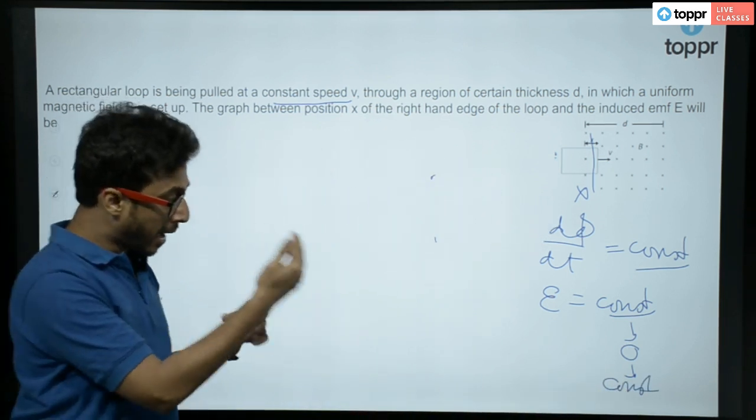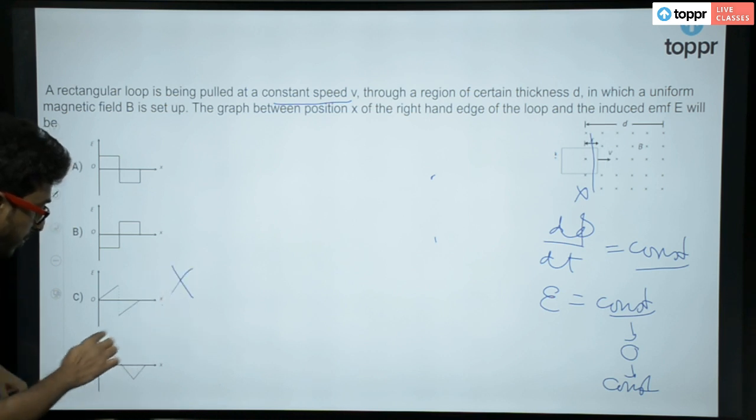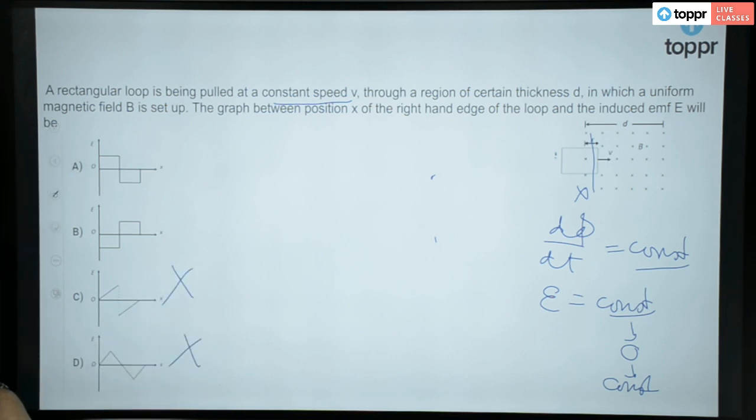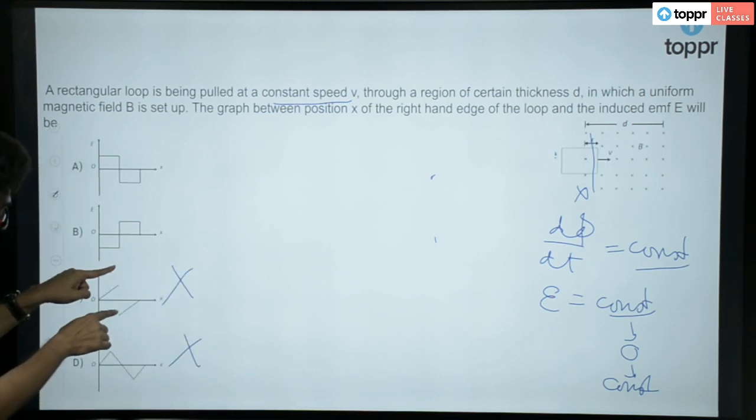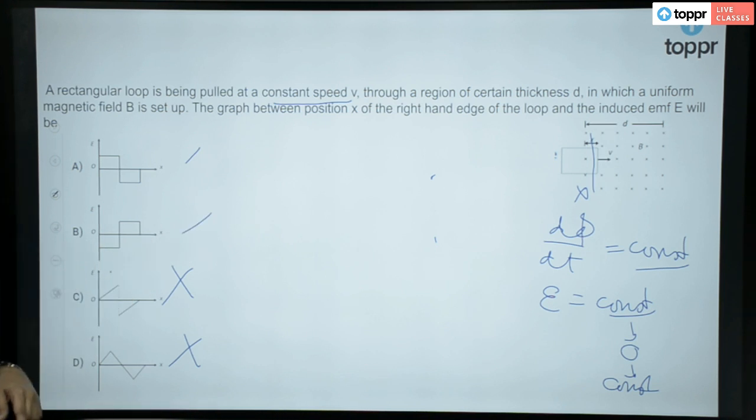Let us try to analyze this in the graph. These two graphs will definitely not fit our bill, because here the EMF generated is not constant, it is increasing. So this cannot be, and even this cannot be. Though here there is a change from zero, increasing, then coming to zero, they are not constant. So our probable answers will be either A or B. Now whether A or B, that we need to find out.